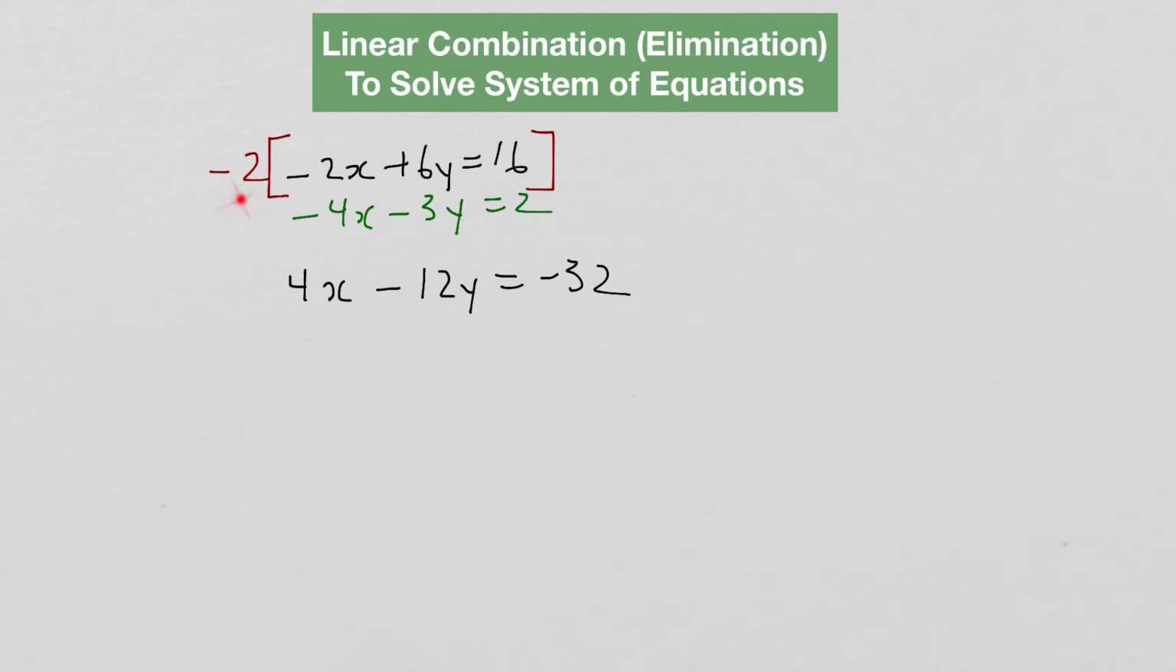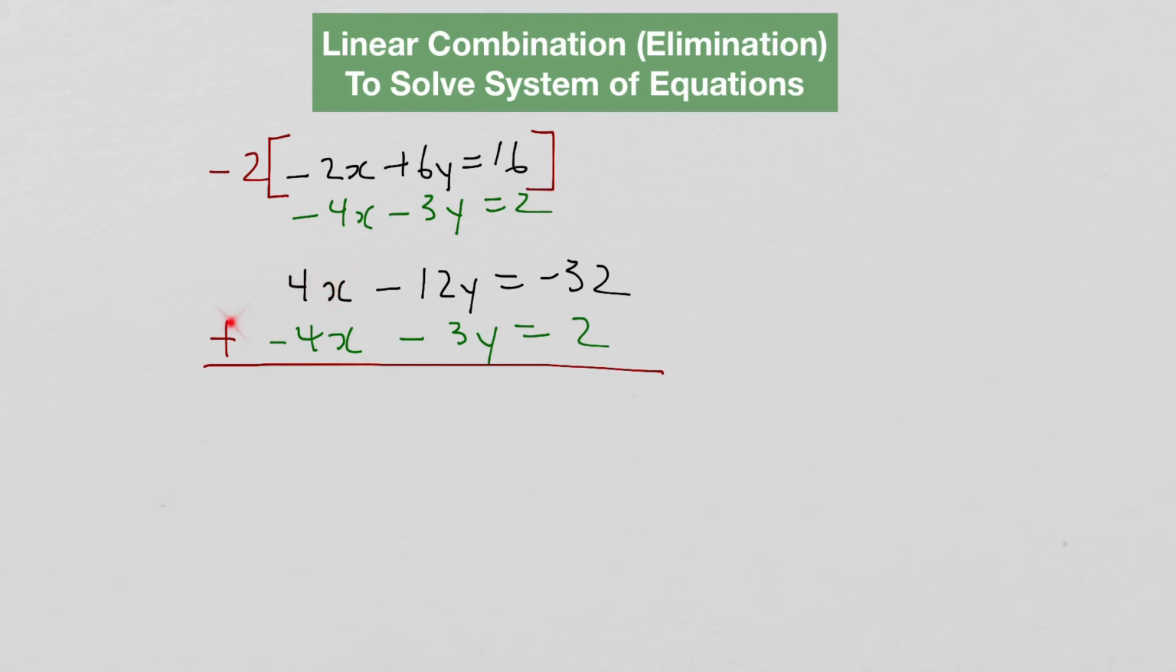-2 times -2x gives me 4x. -2 times a positive 6y gives me a -12y. And -2 times 16 gives me a -32. Now I'm going to rewrite the second equation right underneath it. Now we can add both equations and look what happens.